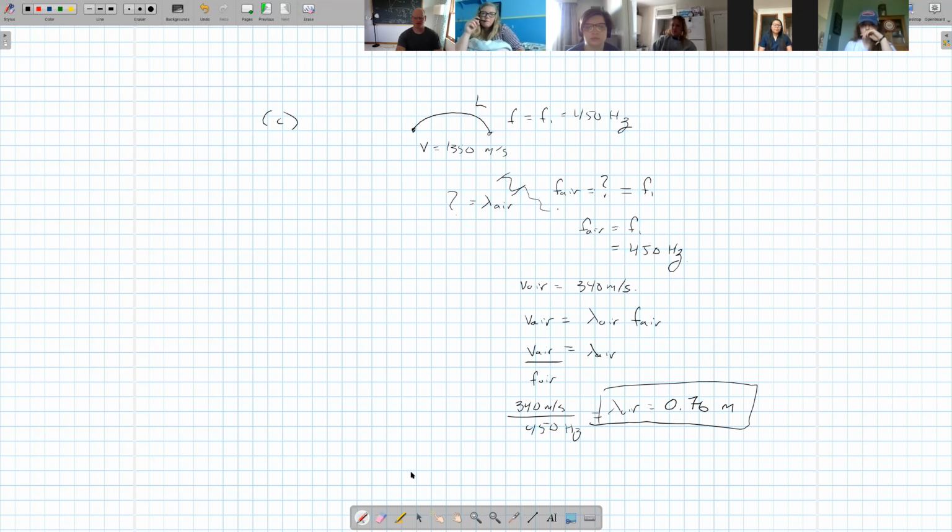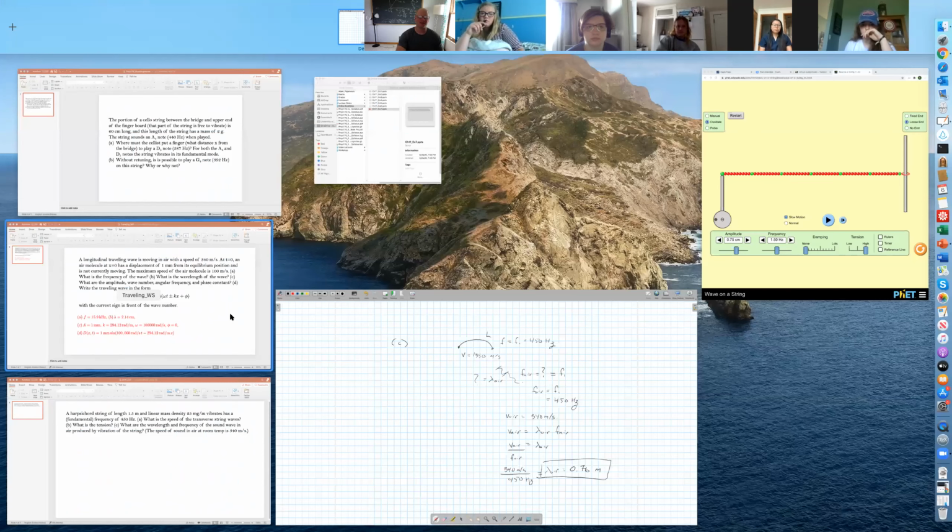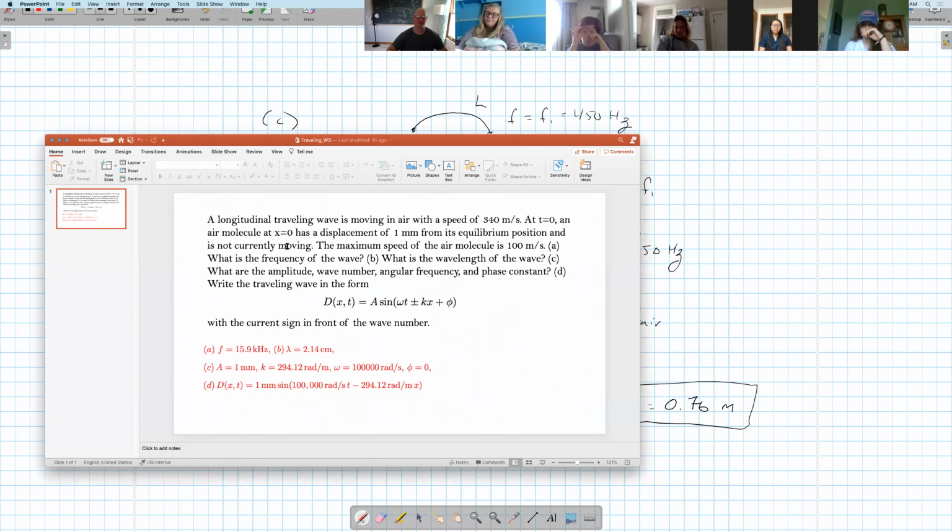So that brings us to two group assignments. We'll spend the rest of the time having you talk to each other, all that good stuff again. The first one says that we have a longitudinal traveling wave moving in air with a speed of 340 meters per second. One thing we talked about was the mathematical description of a wave.